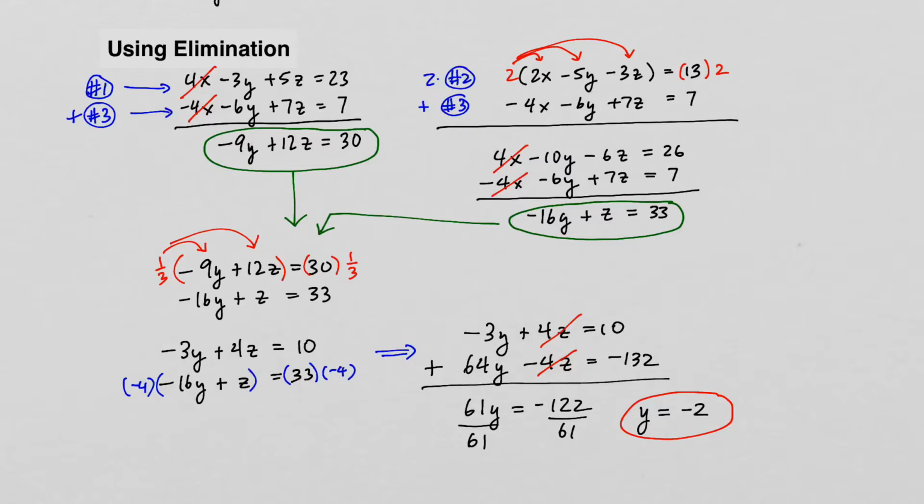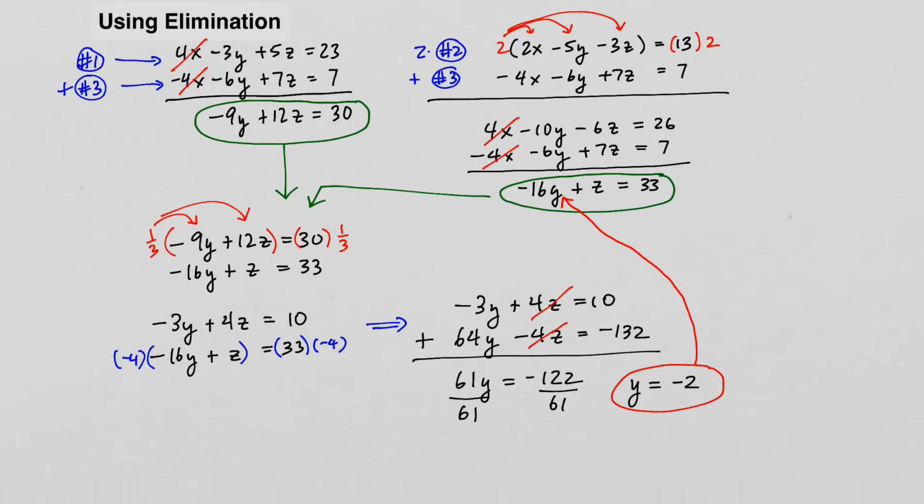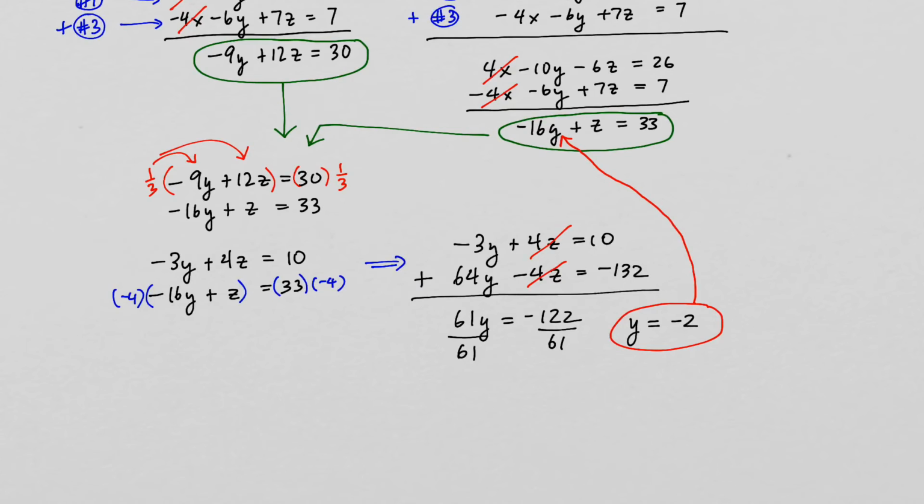Now, once we have solved for one of the variables, we need to work our way backwards to solve for the other two variables. So once I have y equals negative 2, I can take that value and plug it back into one of our two variable equations. It doesn't matter which one. I'll just plug it into the closer one here. And when I plug that value of y into here, that will allow me to solve for z. So let's go ahead and do that down below here.